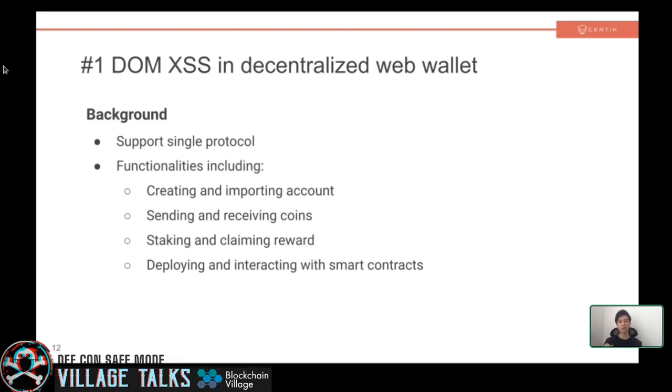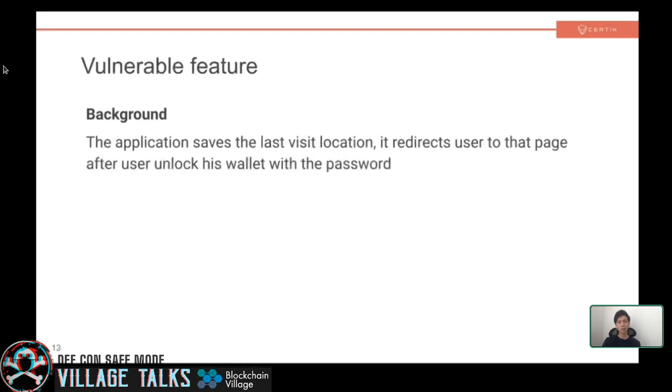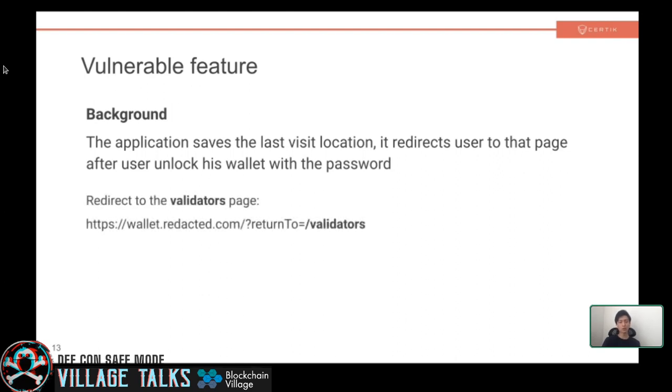So this is a DOM XSS in a decentralized web wallet. The wallet supports single protocols. It has all the basic functionalities for a wallet, and doesn't really have any fancy things there. The vulnerable feature is that the application saves the last location the user visited, and it redirects the user to that page after the user unlocks his wallet with his password. In this URL, it will redirect the user to the validators page after the user unlocks his wallet.